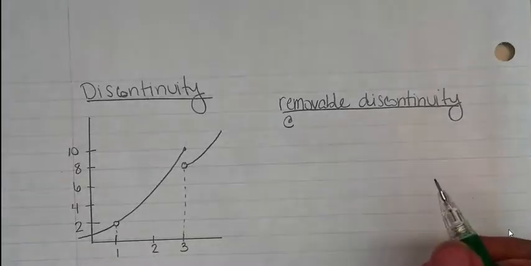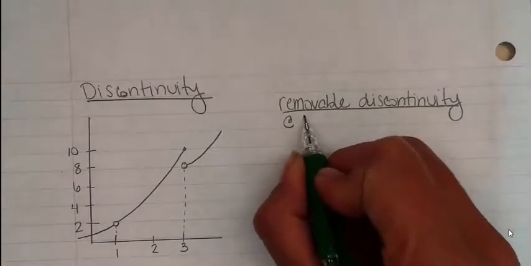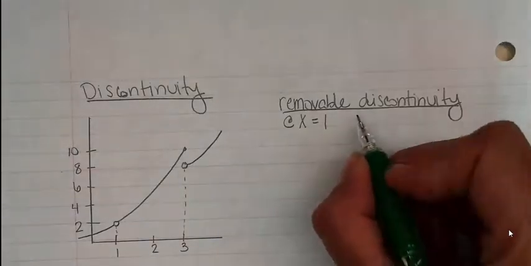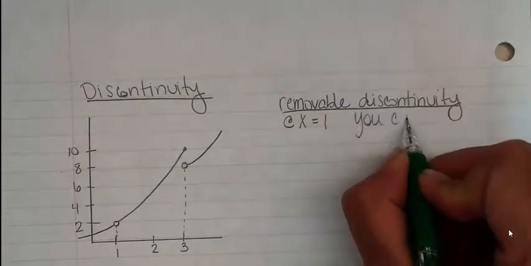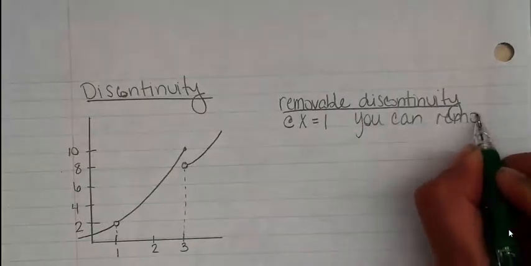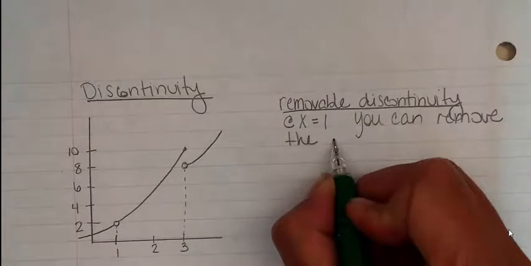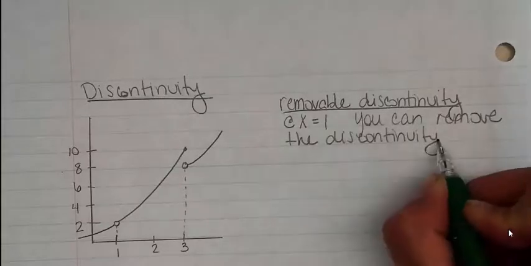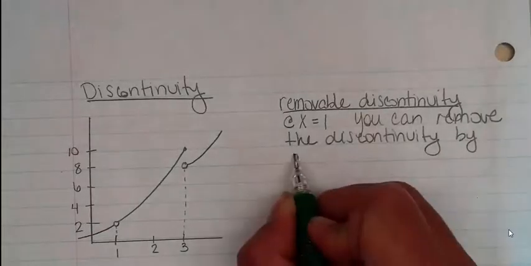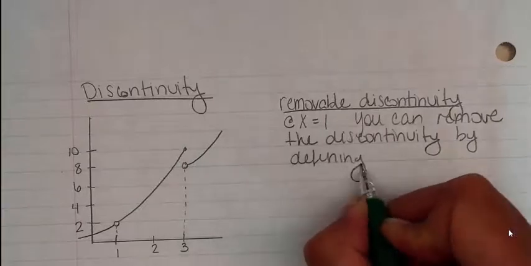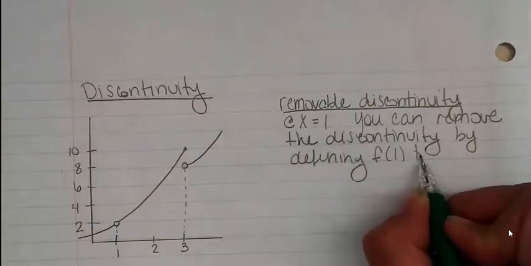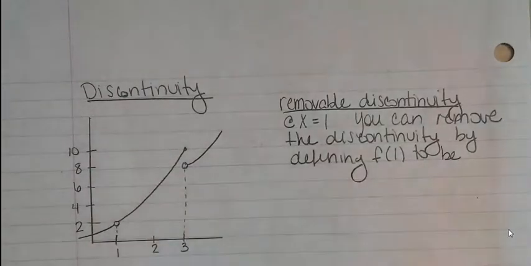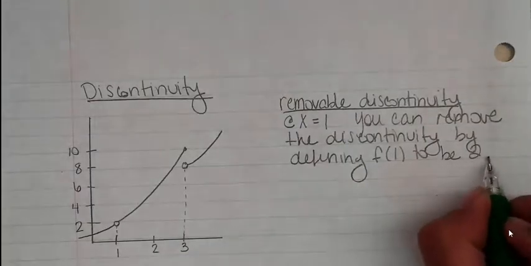Okay, so I've got a hole at x equals 1. That's my removable discontinuity. And basically it's called that because you can remove the discontinuity by defining f of 1 to be some number. And here I'll just say, if I said, you know what, no, I'm going to define it to be 2. I can do that. So I can remove that discontinuity.